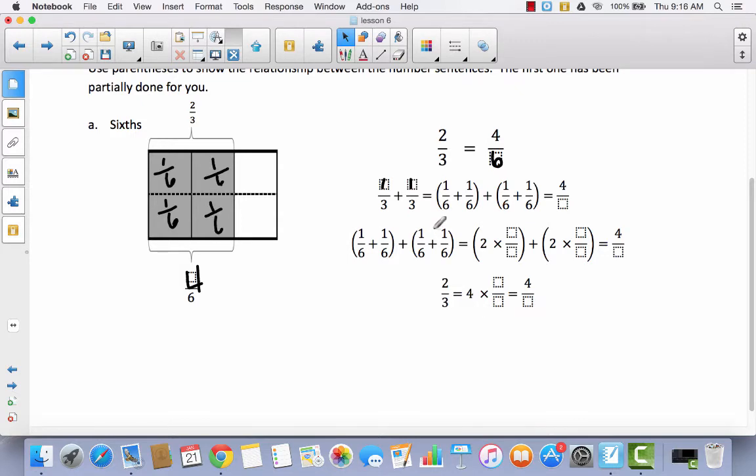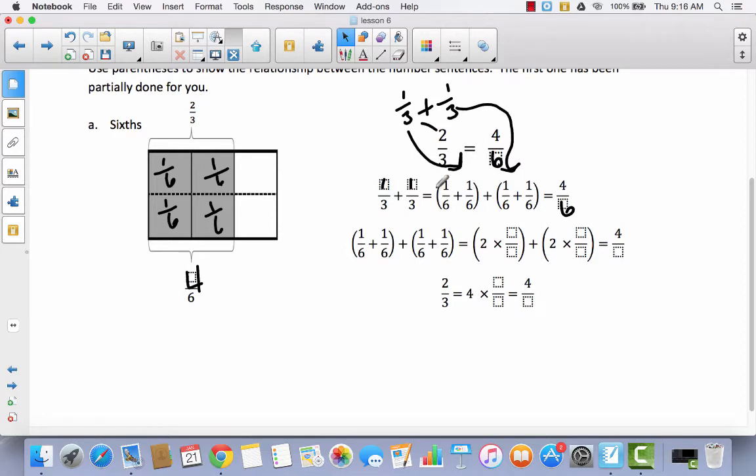Okay, so let me say that again. They took their 2/3 and they said, okay, well, 2/3 is the same as 1/3 plus 1/3. And then they said, well, each 1/3 is the same as 1/6 plus 1/6. So that's why these are in parentheses. And then that is equal to 4/6.